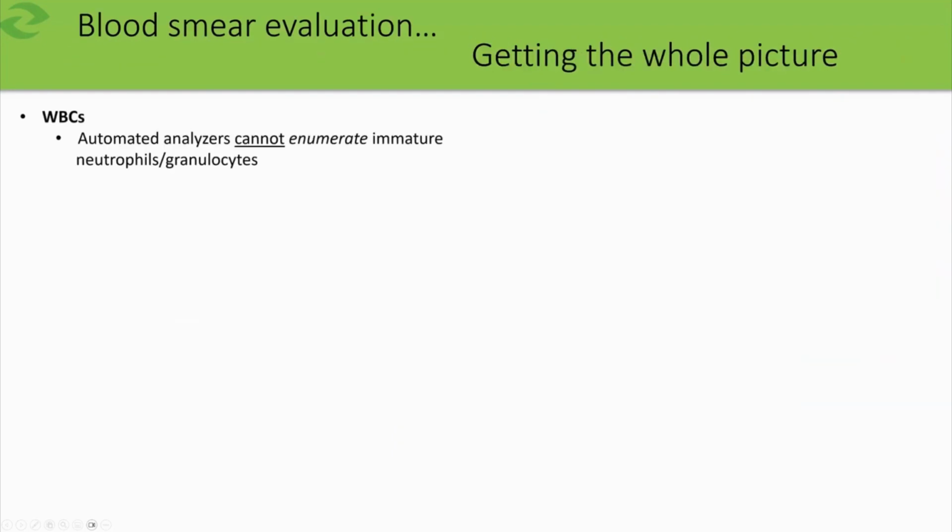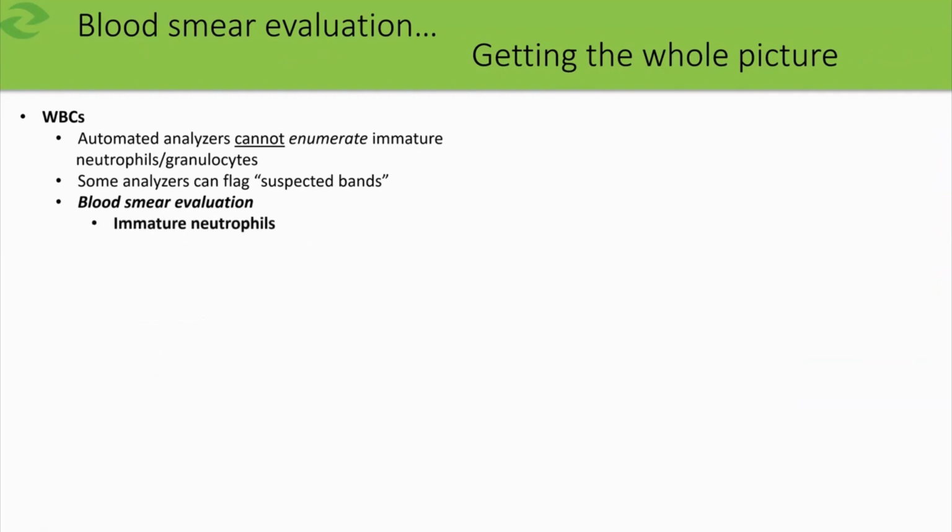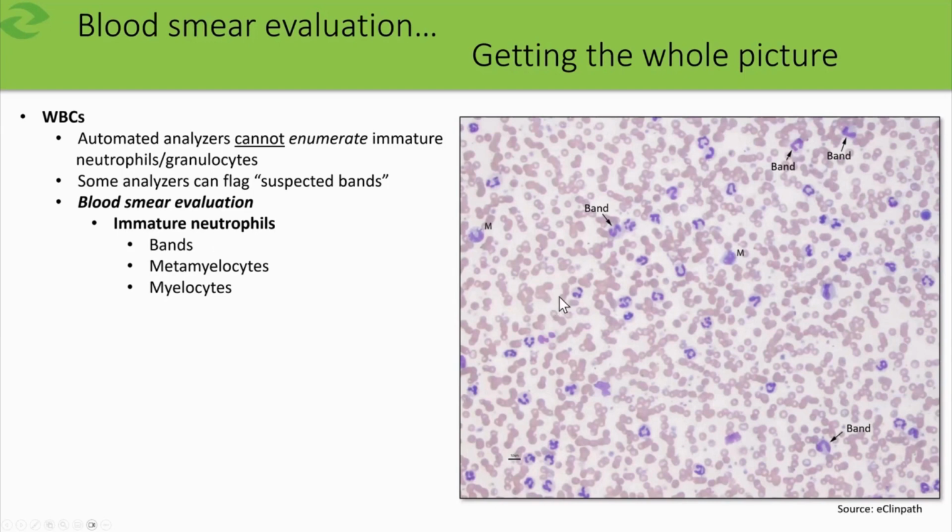Automated analyzers cannot enumerate immature neutrophils or granulocytes, and only a few of them can even flag for the suspected presence of such granulocytes. So that requires blood smear evaluation if there is a flag for it, and determination of what the population is and how immature are the cells. You've got to look at a blood smear for that. Includes bands, metamyelocytes, myelocytes, even promyelocytes. Those are more commonly seen in the bone marrow, but these are the 3 big ones that we generally talk about. So I'm just going to show you here.